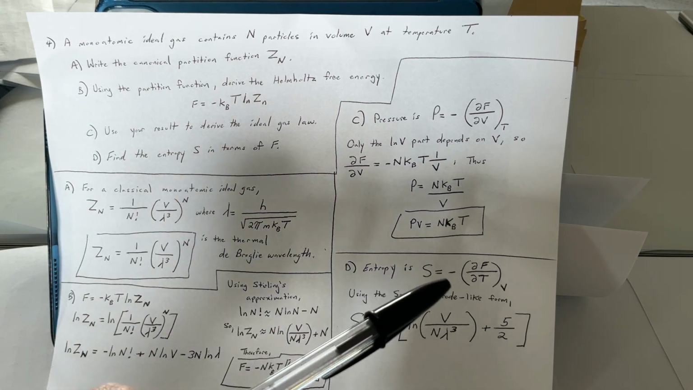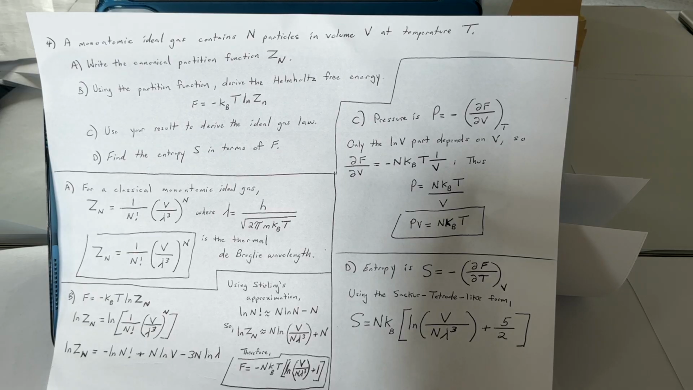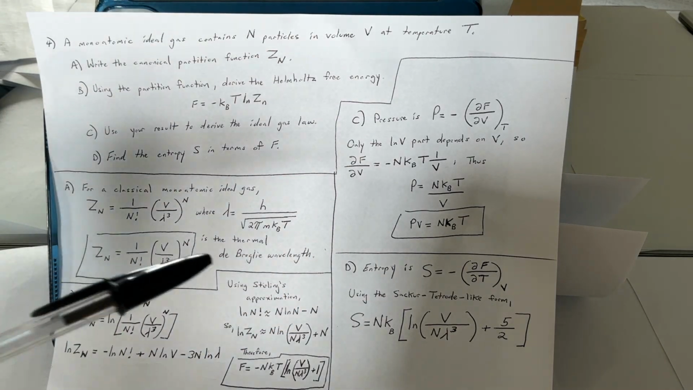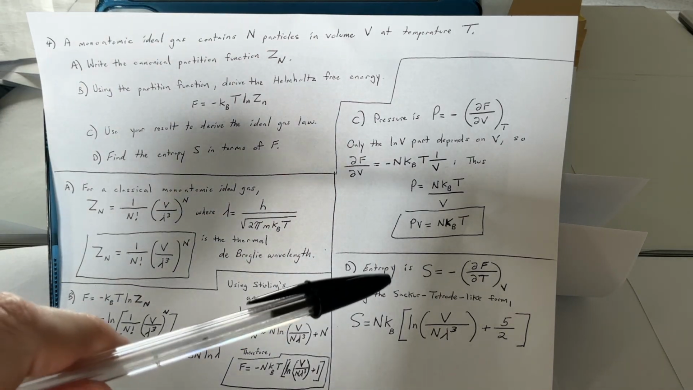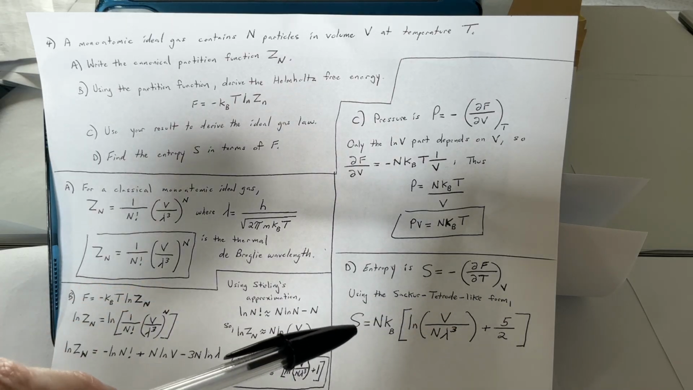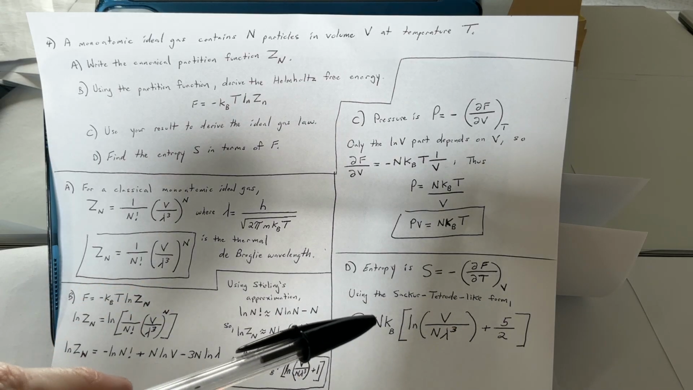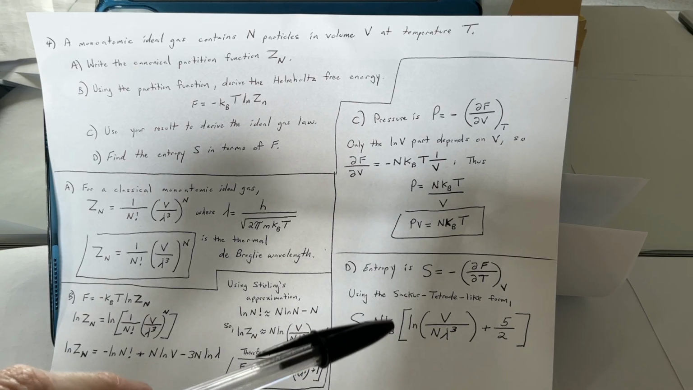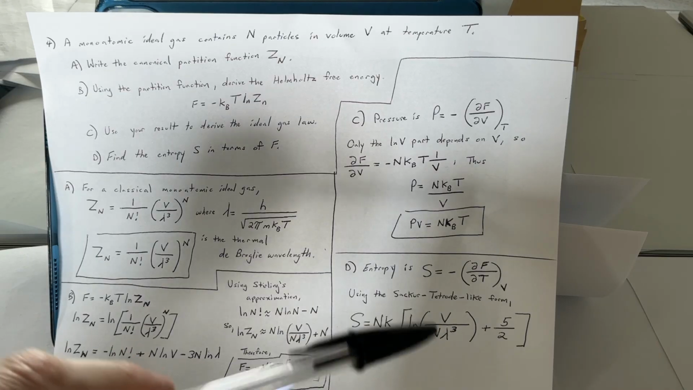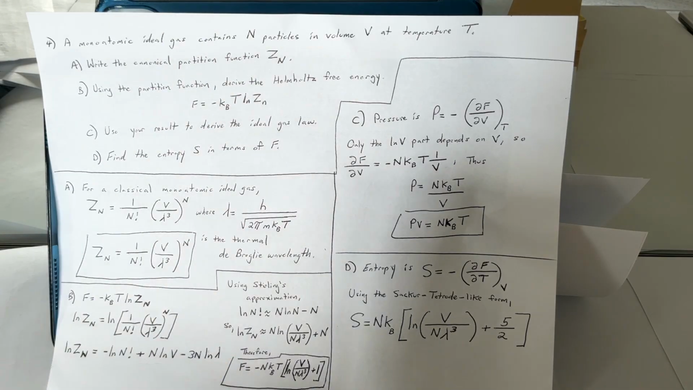And for D, find the entropy S in terms of F. So the entropy is S equals negative the derivative dF/dT at constant V, using the Sackur-Tetrode-like form. This is going to come out to S equals N k sub B times the quantity natural log of V over N lambda cubed, close parentheses, plus 5 halves.